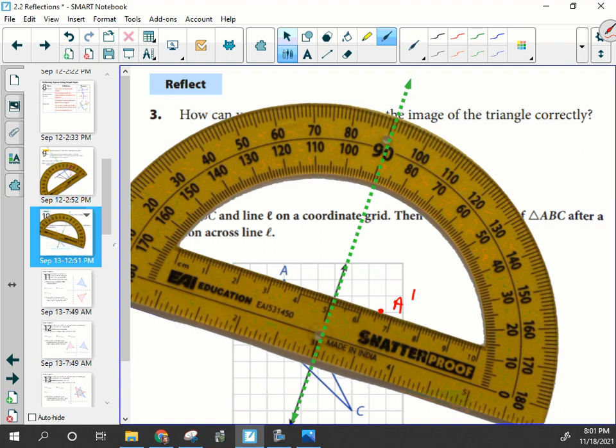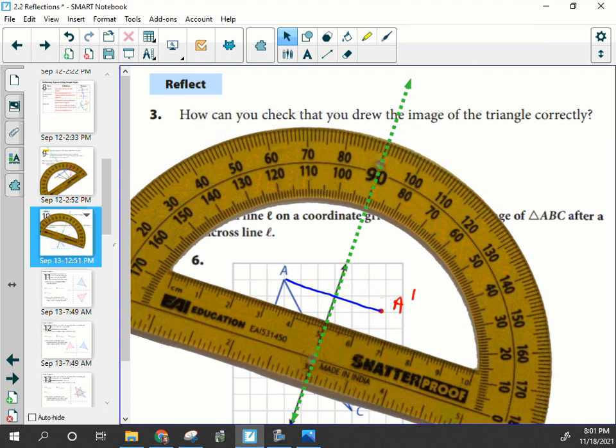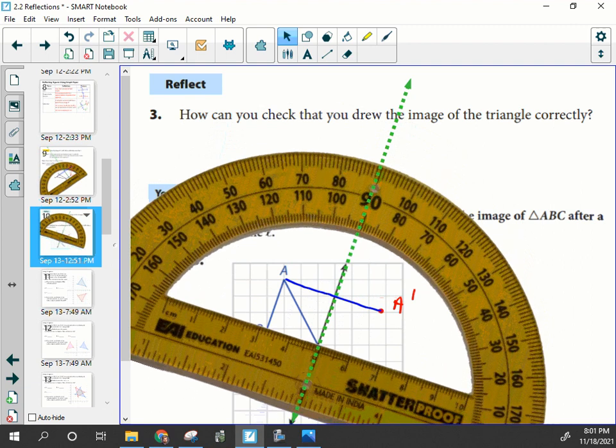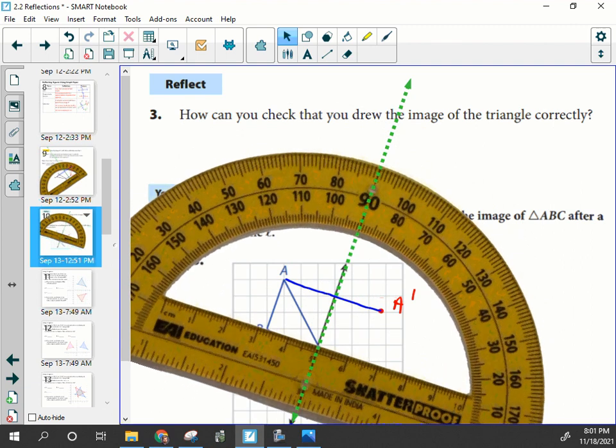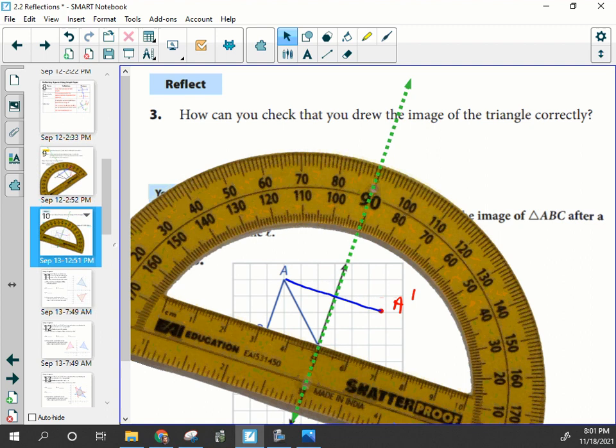There's A prime. I do want to trace that. So I would trace the edge of my ruler to draw the line of reflection there. I slide my ruler down. What you'll notice is that B is about 1.7 away, so I'll measure 1.7. There's B prime. Again, I'll draw the line that connects them.